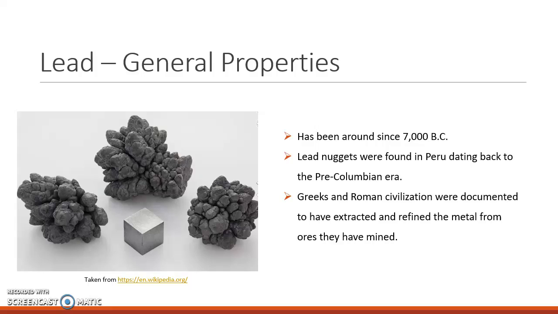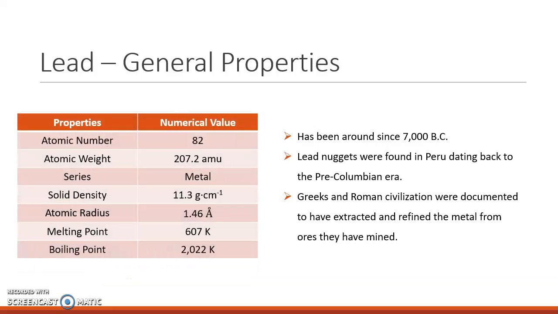As seen on the left, it is a dark gray malleable solid at standard temperature and room pressure. Based on the table presented on the slide, lead is a metal having an atomic number of 82, an atomic weight of 207.2, a density of 11.3 grams per cubic centimeter, an atomic radius of 1.46 angstrom, and melting and boiling points of 607 and 2022 Kelvin, respectively.